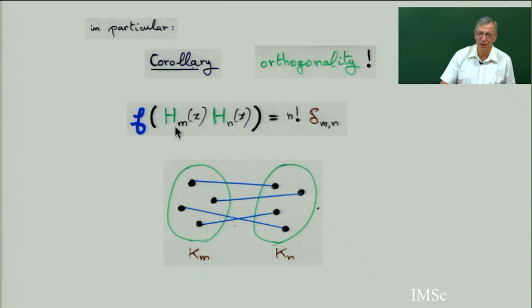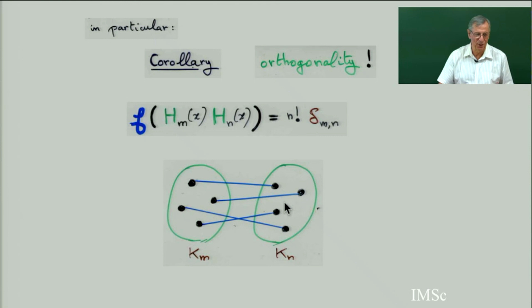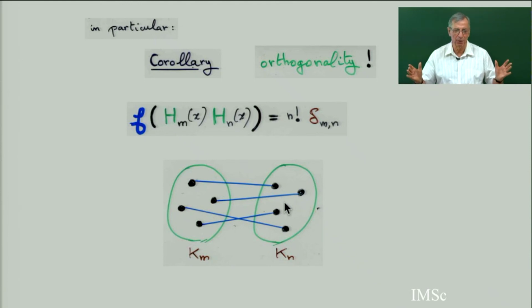f of H_n H_m is n factorial times the Kronecker symbol. You must have a perfect matching of this graph with no internal edges. So the only way is to connect one point here, one point here. It must be perfect. So the number of vertices here must be equal to this one. If it's not equal, there is no way to find such a perfect matching with no internal edges. So this is a Kronecker symbol. I can even give you the coefficient here. If n equals m, what is the number of ways to connect this and this? This is n factorial.